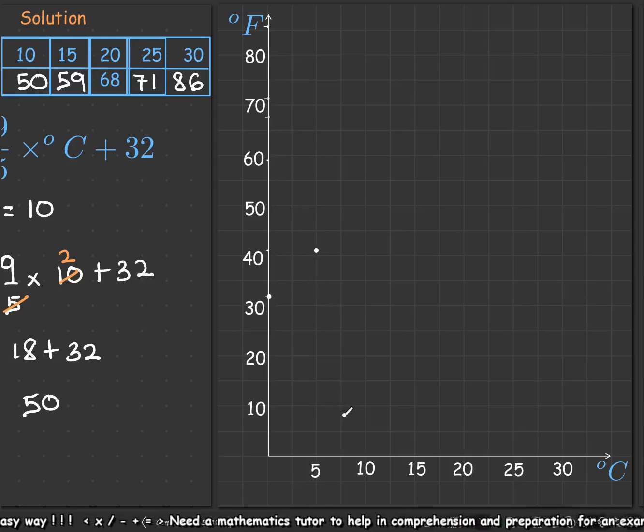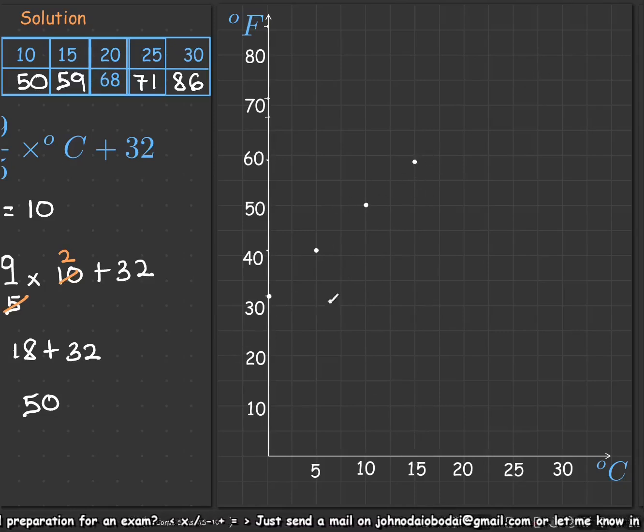The next one is 10, 50. So we have 10, then it goes all the way to 50. You see, so we get that here as well. And then we have 15, 59. So 15 then goes up to 59. That is this over here.